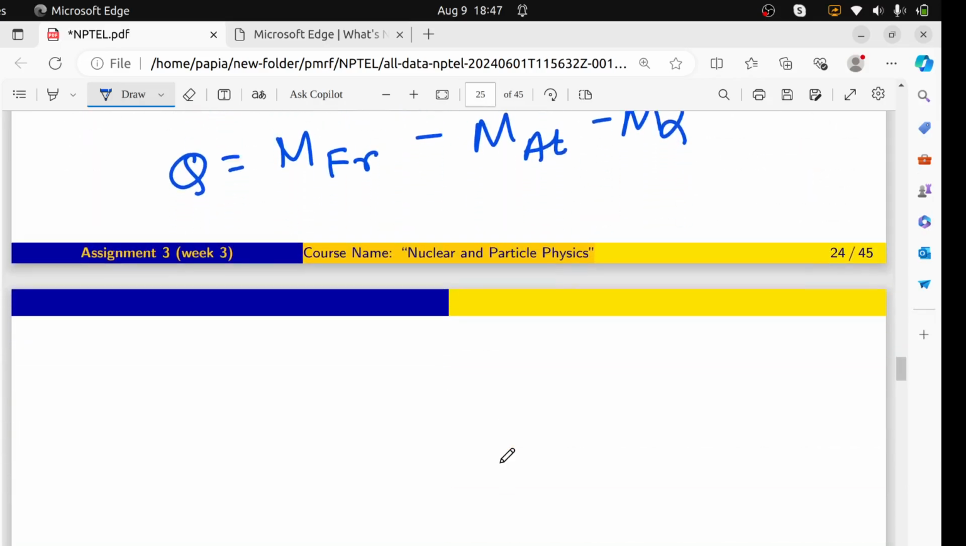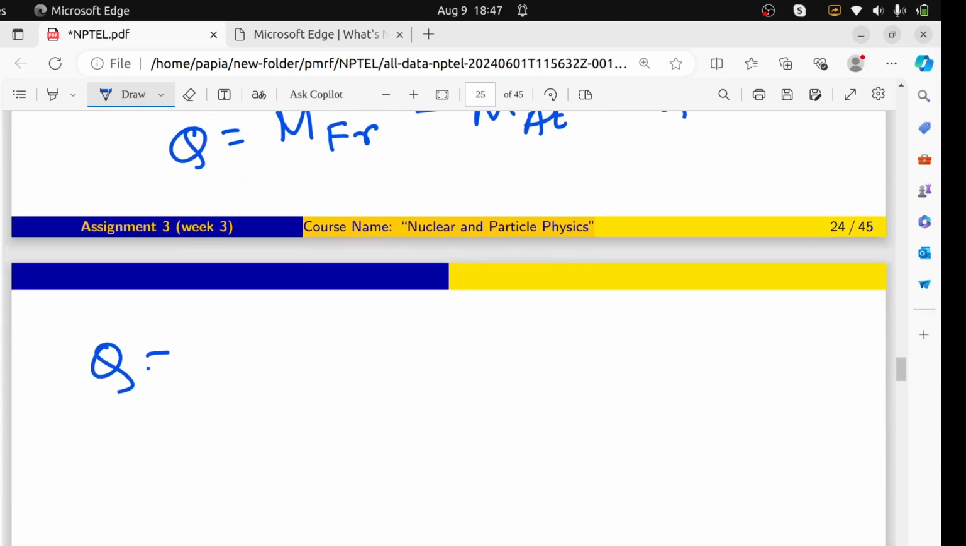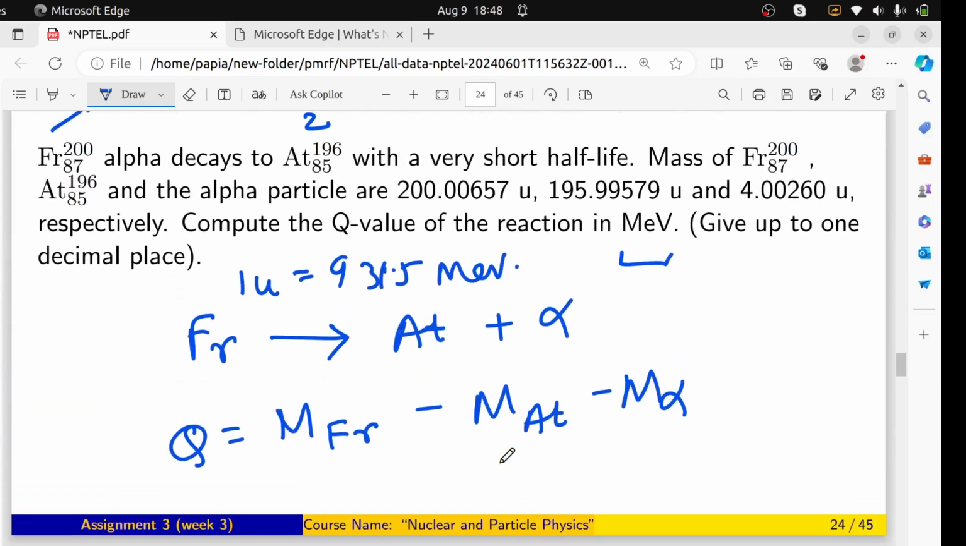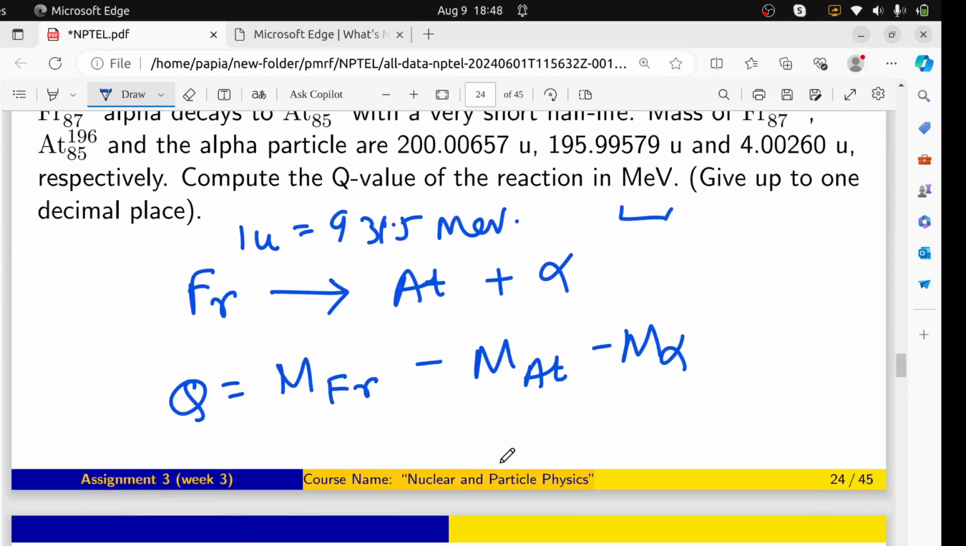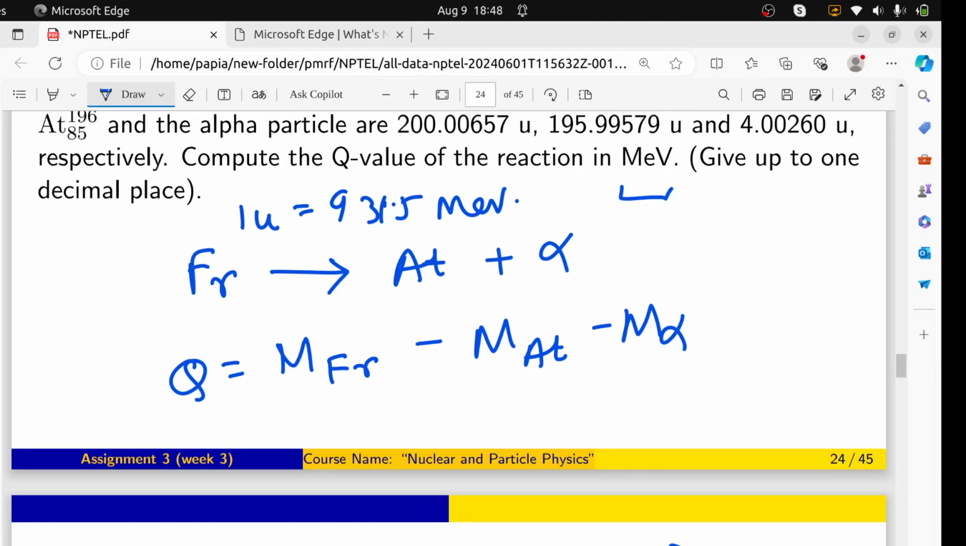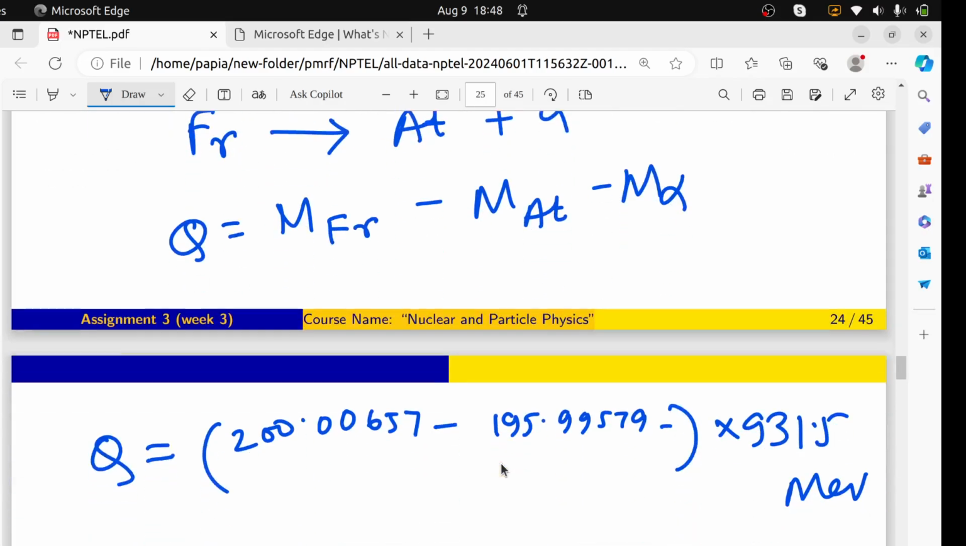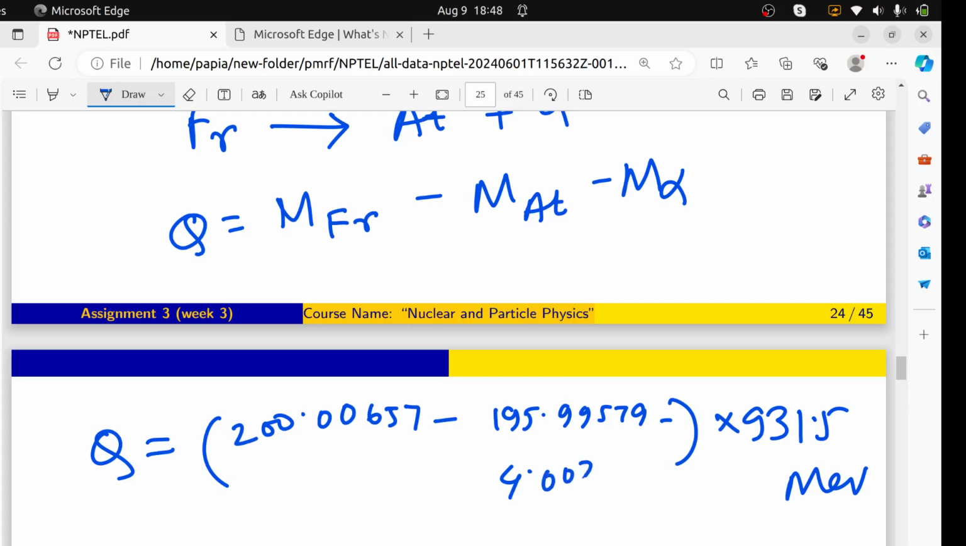So if it is like that, we simply need to put the mass difference multiplied by 931.5, and that will be in MeV. So maybe I can do this: 200.00657 minus 195.99579 minus 4.00260. So that will be the Q value.